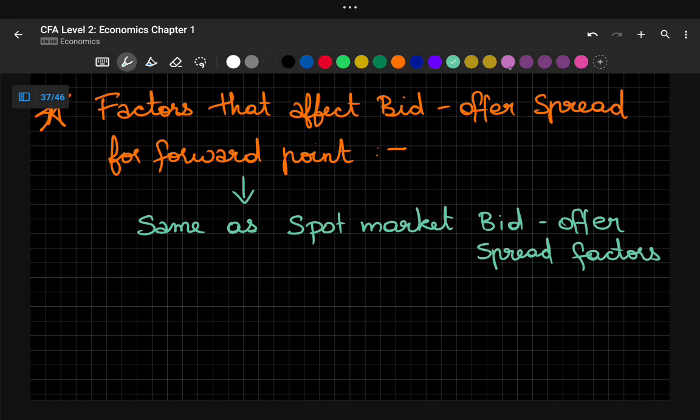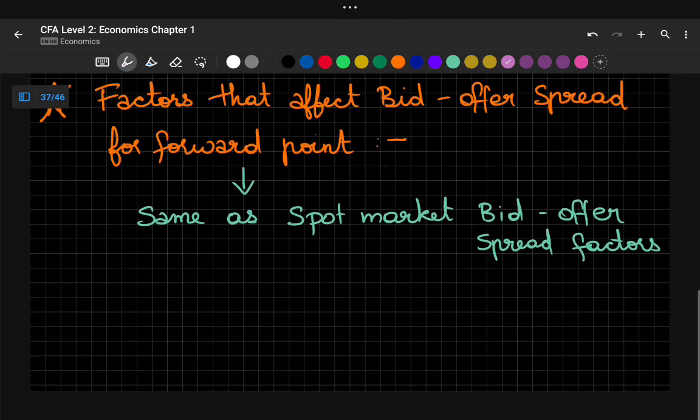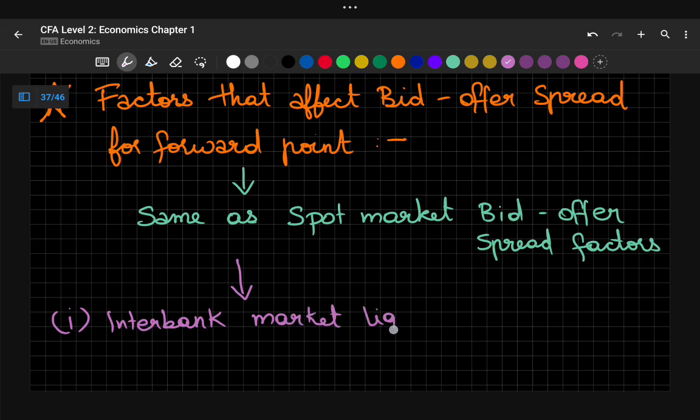If I give a quick recap of the previous video, what are the factors that affect bid offer spread in the case of spot market? It is interbank market liquidity. Higher the liquidity, thinner is the spread. Lower the liquidity, wider the spread. So interbank market liquidity is a factor that affects bid offer spread.